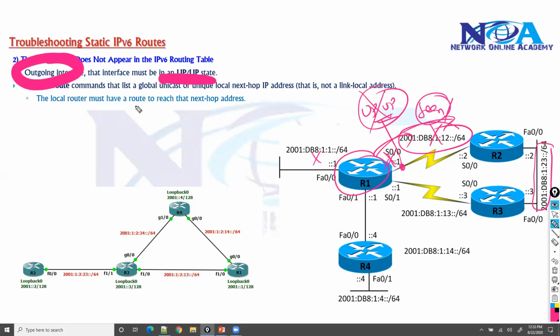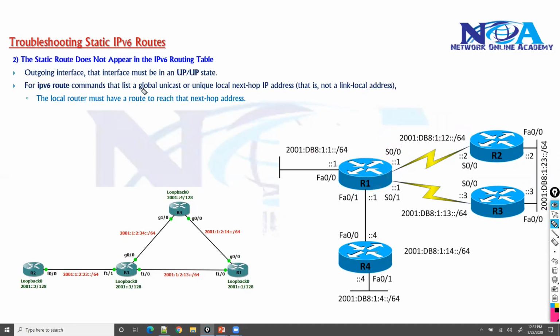That's the main thing. In our case, as I said, when you're using a global unicast address as a next hop, or if you're using a link-local address as a next hop, you have to ensure that the next hop is reachable.